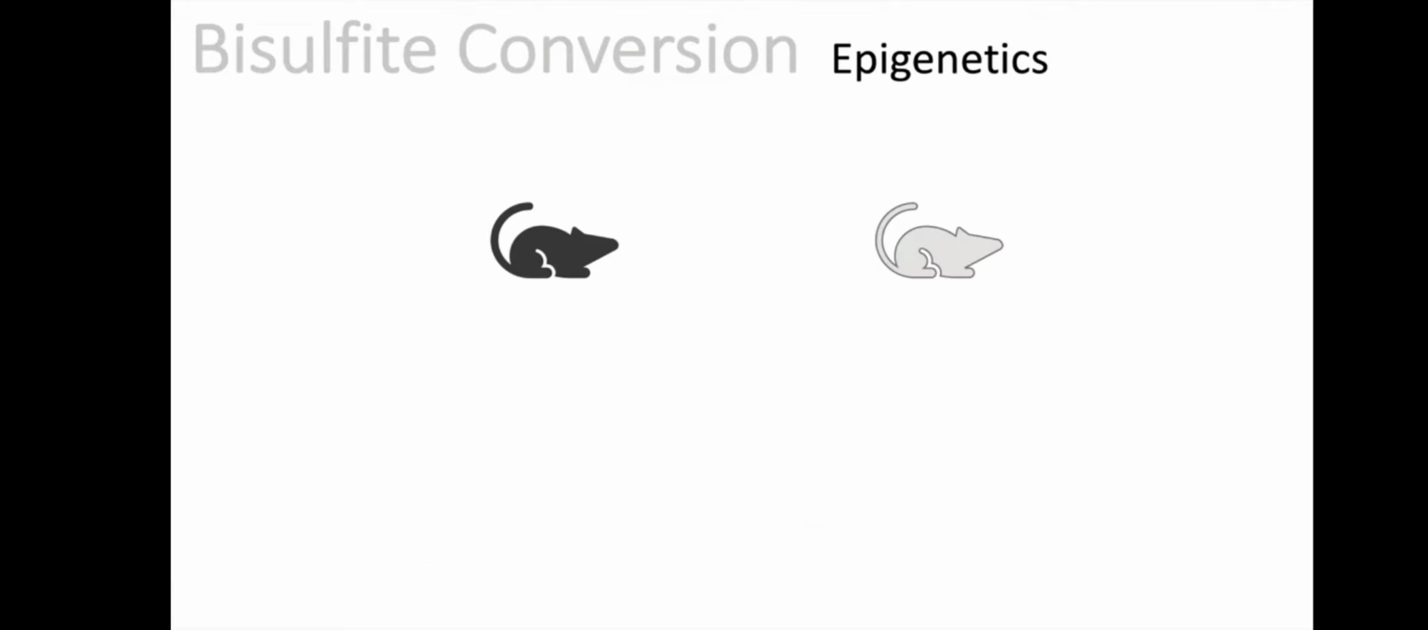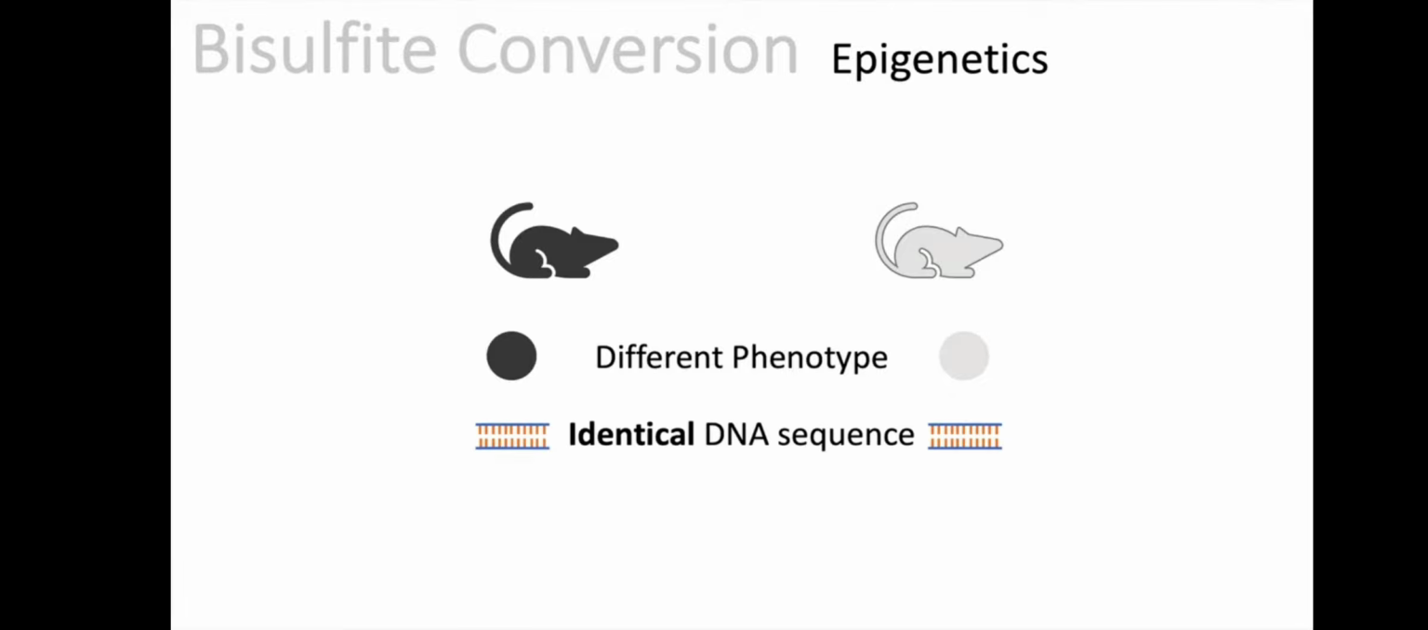Here we have two mice, and we can already see they have a different phenotype. The first mouse here is dark gray, and the other one is brighter in color. But what if I tell you that these mice have the same and identical DNA sequence? We know that genes are responsible for phenotypes. But how is a variation in phenotype possible if these mice have the exact same identical DNA sequence? This is possible with epigenetics. The mice have the same DNA sequence, but different epigenetic patterns.